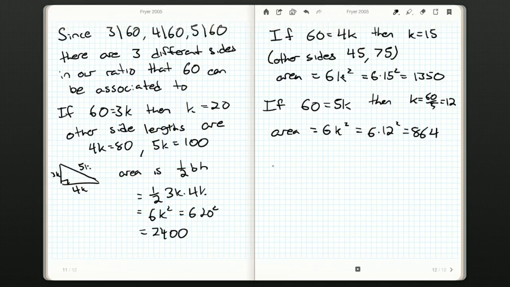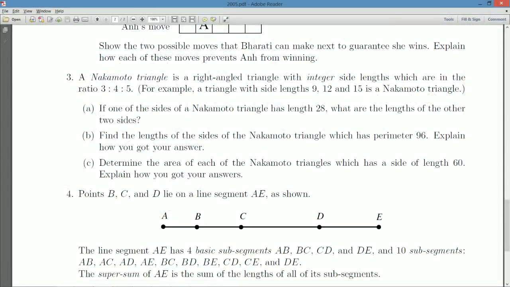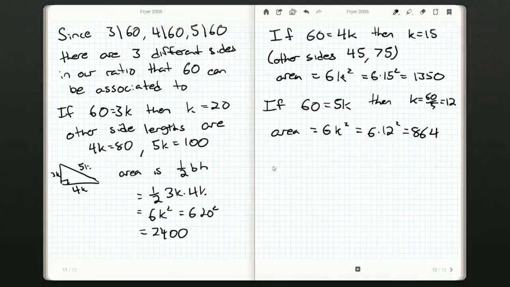And we just double check what the question was asking for. Determine the area of each of the Nakamoto triangles, which has side length of 60. Explain how you got your answers. Well, I think we've done a pretty good job of that. We explained that 60 could be in each of the 3 possible locations. And we explained how to get the area. We even figured out the side lengths here and here, the other sides. But really, it's this formula right here that does it. Area is 1/2 base times height.